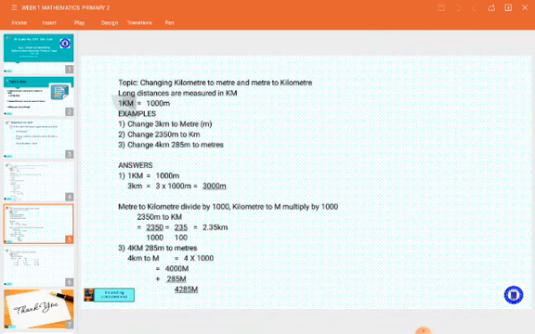Example 1. They say change 3 kilometer to meter. At least you multiply 3 by 1,000. What will be the answer? Thank you, class. I said we are going to be doing the examples together. You got the answer. Clap for yourselves. Number 2, they say change 2,350 meter to kilometer. How do you do it? Thank you, Johnson. You divide it by 1,000. And if you divide it by 1,000, your answer will be what?